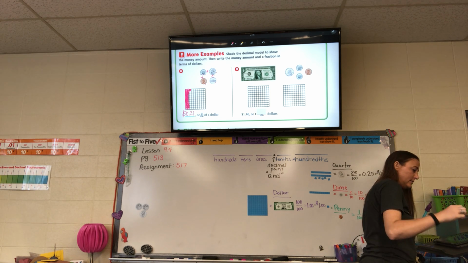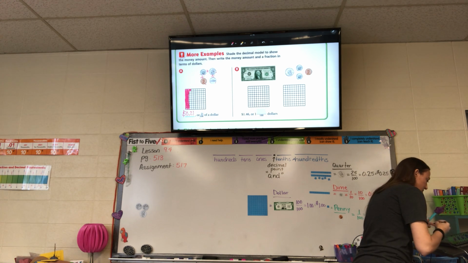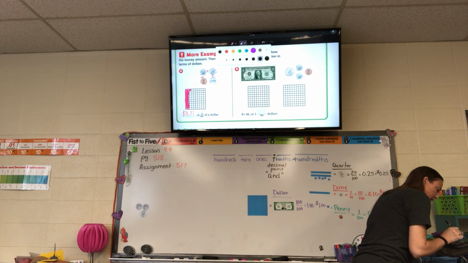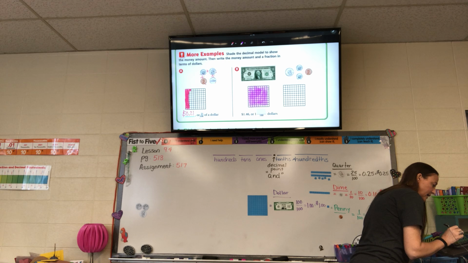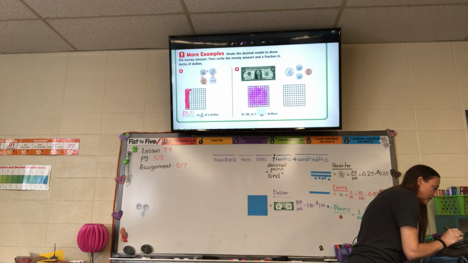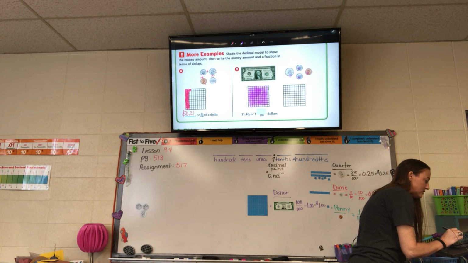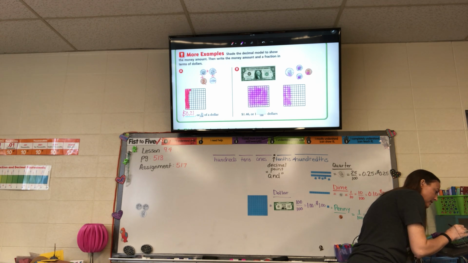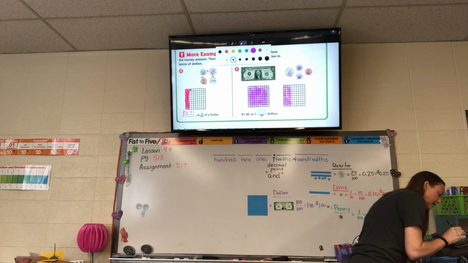All right, next we have a whole dollar. So I'm going to try the shading thing again and see if it works. Oh, it's going to work today. All right. So we're going to shade that whole entire thing. And then over here in the coins, we have a quarter, a dime, and a penny. So this would be 25, 35, 45, 46. That means we're going to shade 4 of the 10s, and then we're going to shade 6 of the ones.